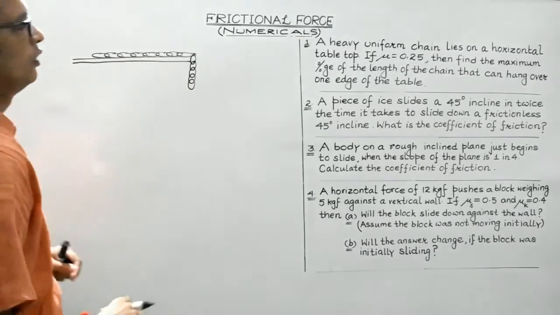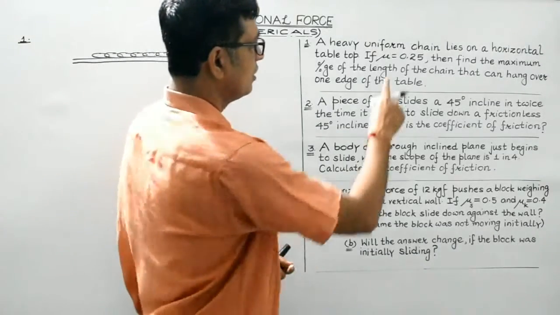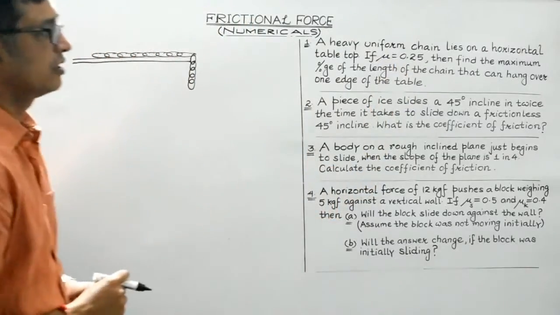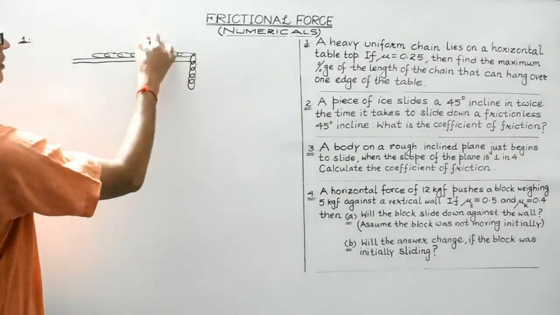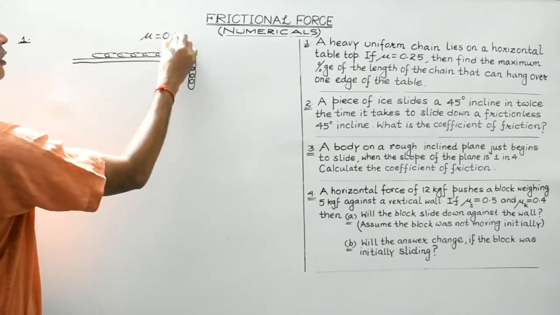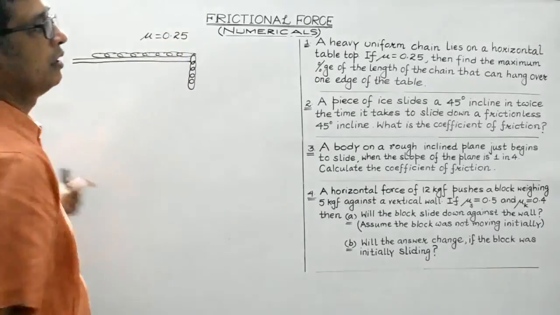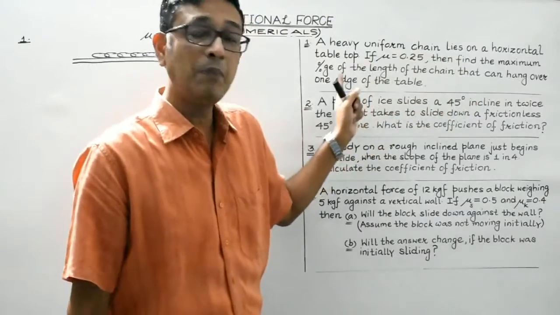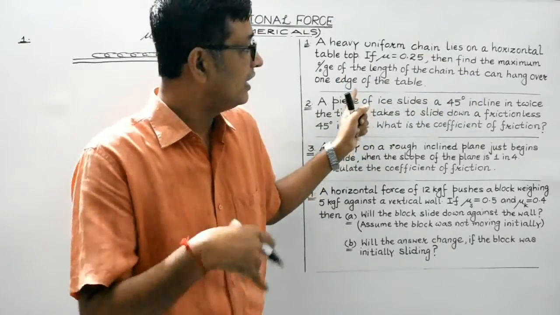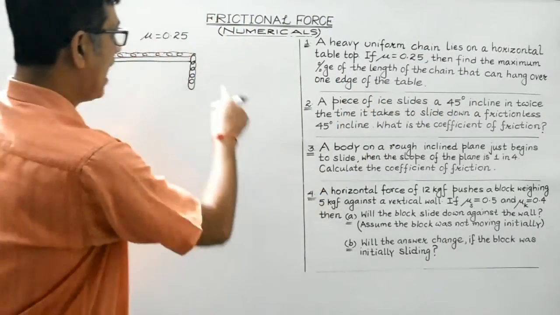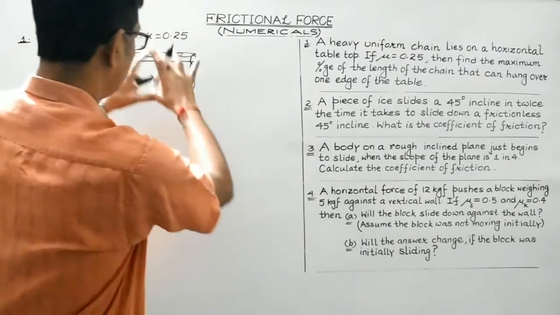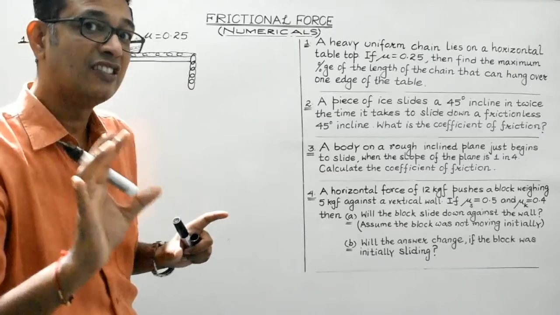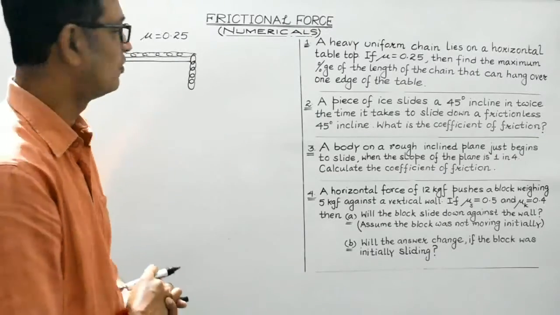The coefficient of friction between these two surfaces in contact is given to be 0.25. Now we are supposed to find out the maximum percentage of the length of the chain that can hang over one edge of the table, right? The system must be at rest. It should be in equilibrium, right?